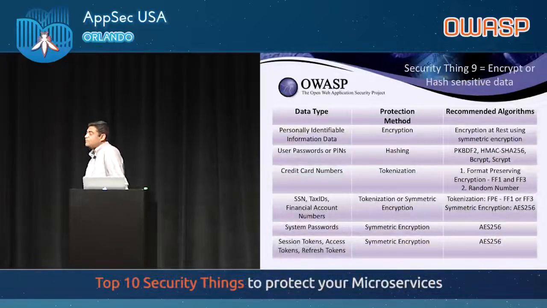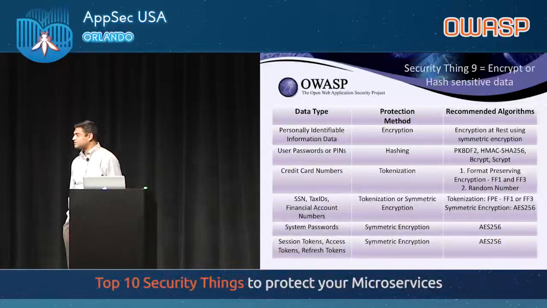User passwords or pins. Even if you have a database where you are encrypting the whole database, the user passwords or pins should never be encrypted. They should always be hashed. I provided some algorithms here that are recommended for this. So for user passwords or pins, you can use the password-based key derivation function 2, or you can use HMAC SHA-256 or bcrypt or scrypt algorithms. Again, for user passwords or pins, you should never be able to recover them. Hashing is like breaking a glass, right? So you should always generate a hash for the user passwords and pins. Never, ever encrypt them. Always hash them.